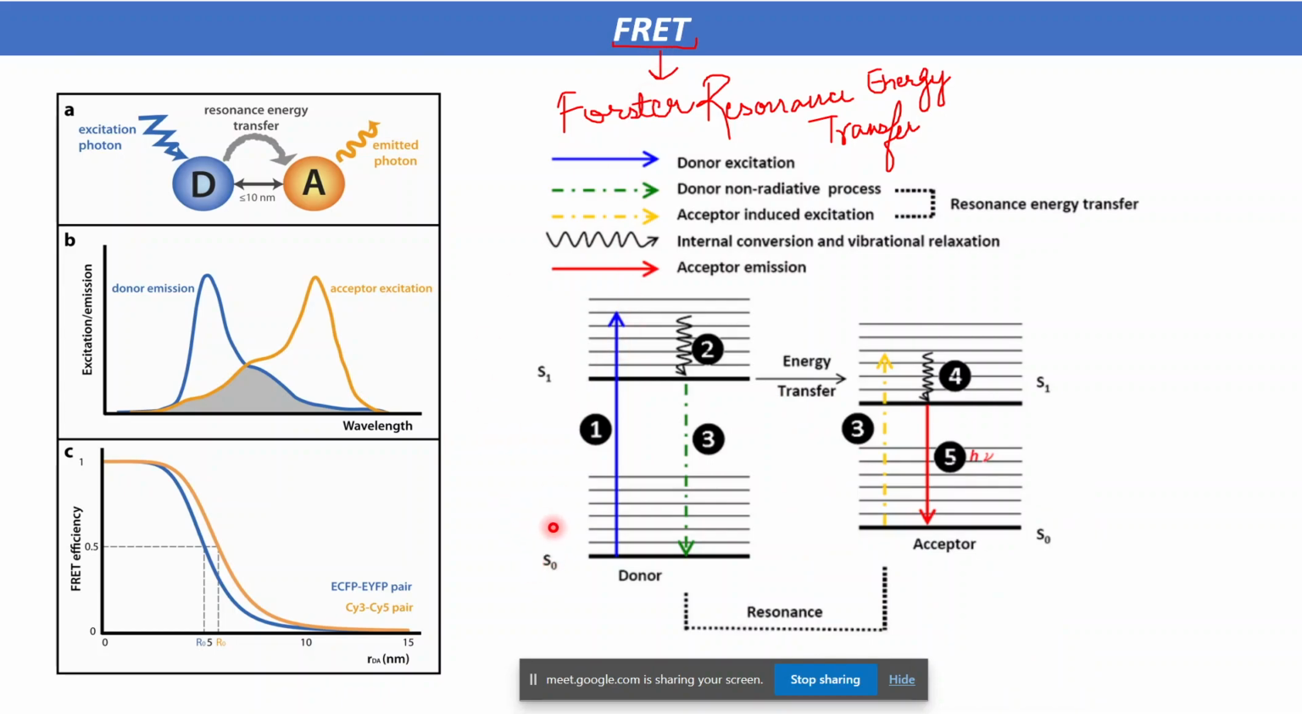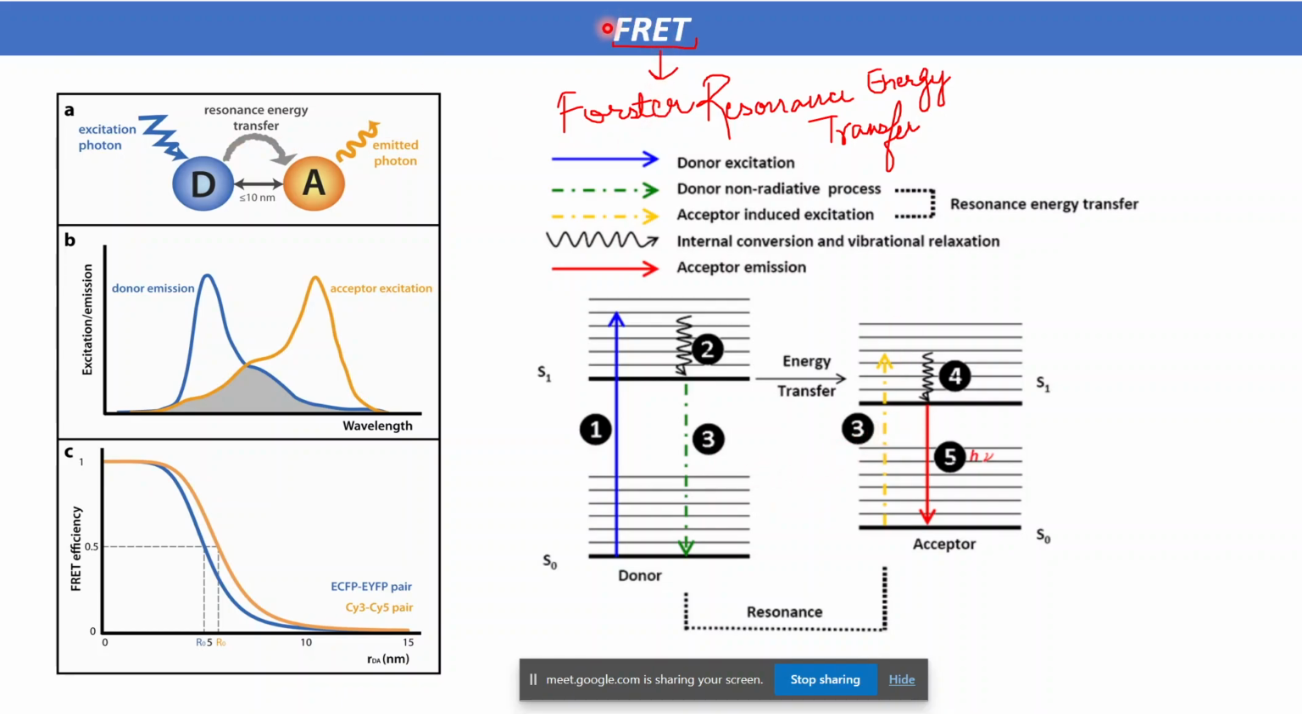What happens in that is, if you excite a donor, then the donor molecule gets excited to a higher excited state, suppose S1 here. Then it vibrationally relaxes back to the lowest vibrational level of the excited state, and from here it transfers the energy non-radiatively to the acceptor molecule. That is called FRET. If you see this black curly arrow, it indicates internal conversion and vibrational relaxation, while the green dotted arrow indicates the donor non-radiative process, that is the resonance energy transfer, while the yellow arrow indicates the acceptor's induced excitation. So these are the two arrows which dictate the resonance energy transfer.